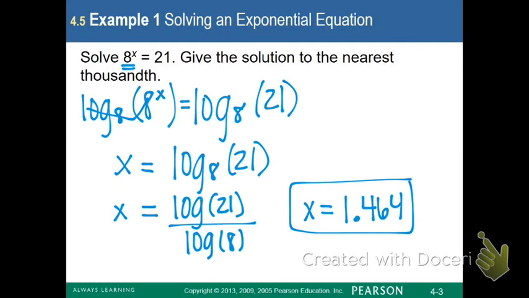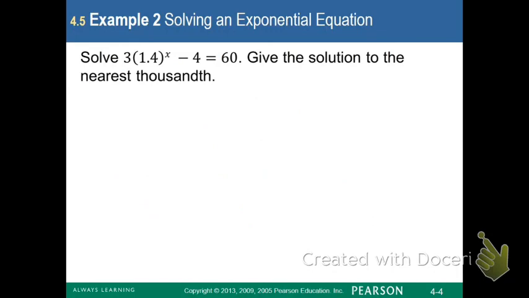So, our next problem here. So again, you see that x up in the exponent means I'm going to have to use a logarithm to get rid of it, but you have to get that exponential by itself first. So kind of working outside in here, I need to get that by itself. So first thing I'm going to do is add 4 to both sides. So I have 3 times 1.4 to the x equals 64.